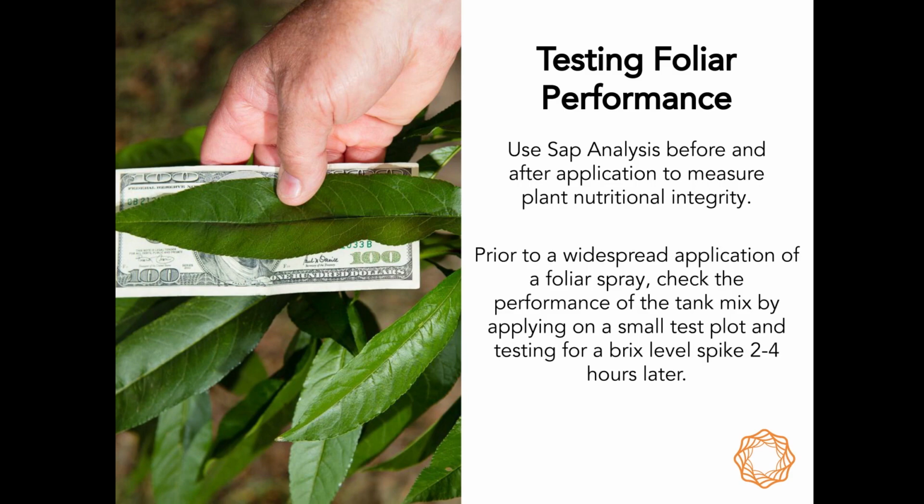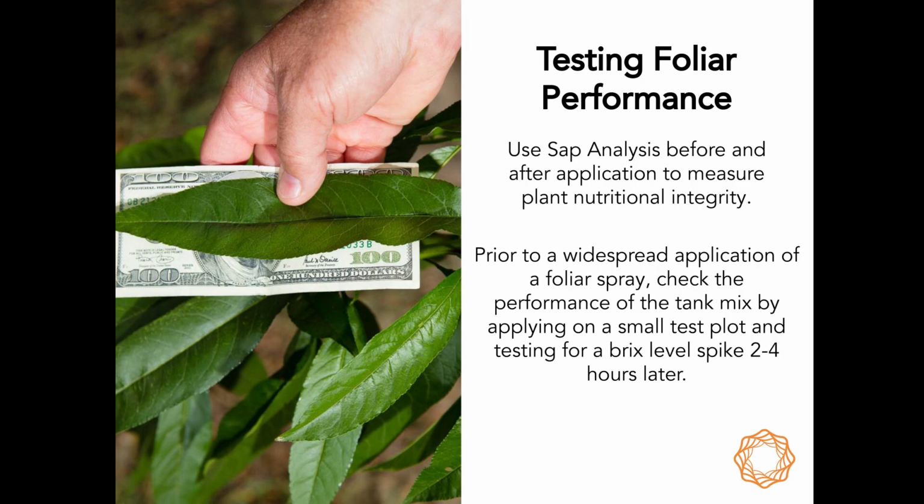A second tool to measure the effectiveness of a foliar application, and this can actually be used before we apply a foliar application, is to check the performance of a specific combination by applying it on a small test plot and then testing the Brix level of the treated and the untreated section. So you can easily just mix up a small amount of solution in a spritz bottle, make sure that you calibrate it correctly so that you get the correct application rate, and measure how the Brix reading has increased within a few hours after application.